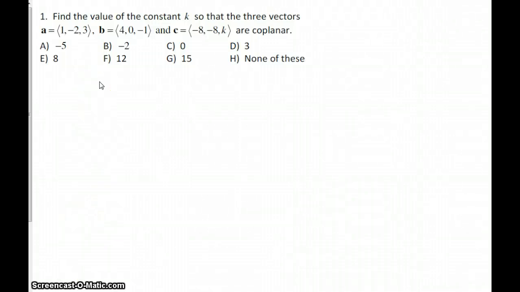Alright, we're to find the value of the constant k so that the three vectors a, b, and c are coplanar. And so for three vectors to be coplanar, what coplanar means is that they're on the same plane.